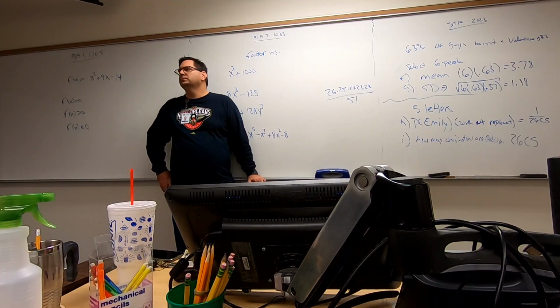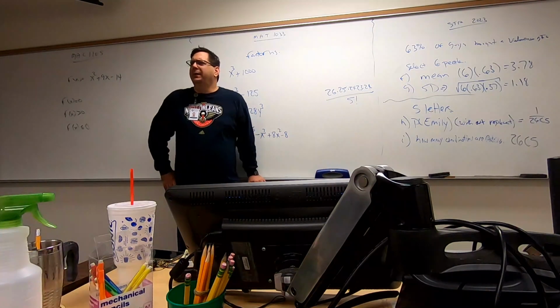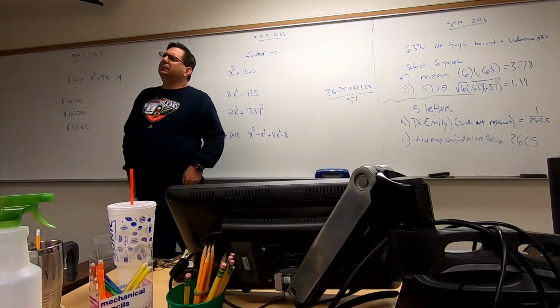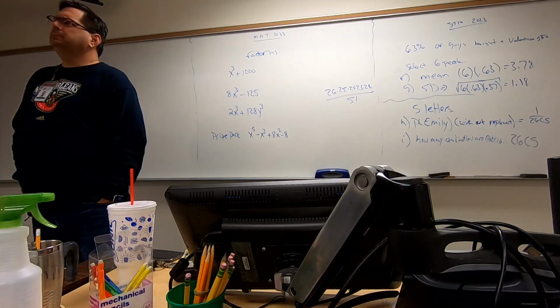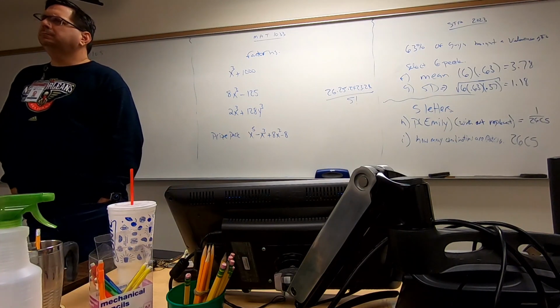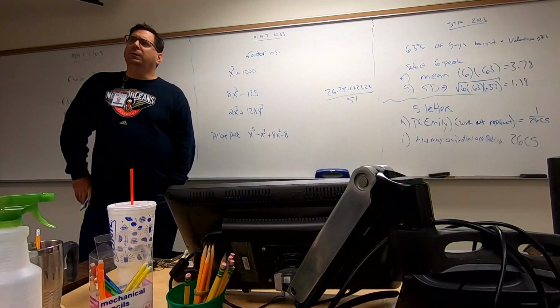Why is how many combinations not 1 over 26 to the 5th if you can only give one combination? For which one? Because it said how many of them are there, not what's the probability that one of them exists. Okay. 1 over is a probability. How many combinations is a number. Okay? Richard, we good?